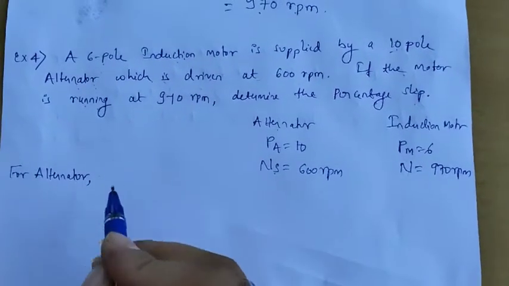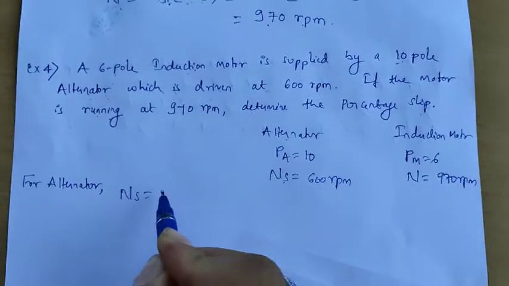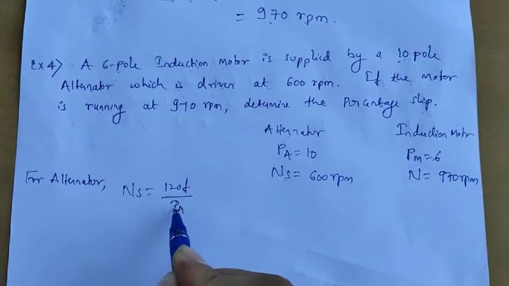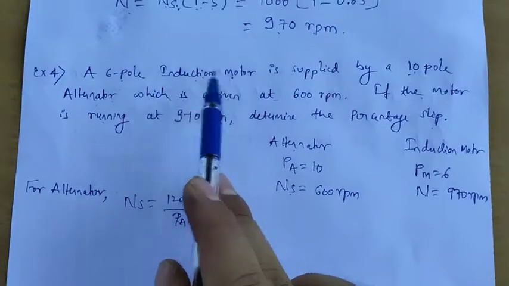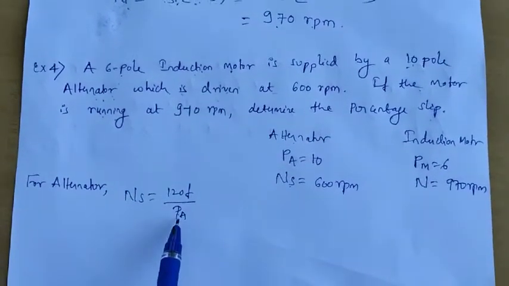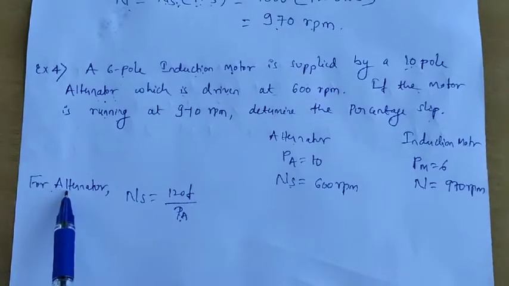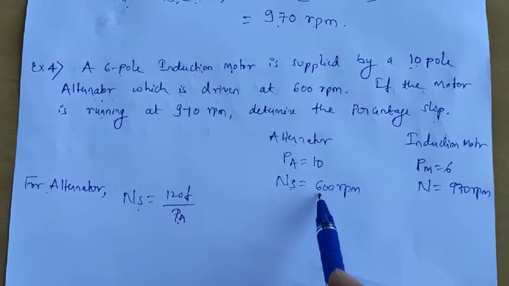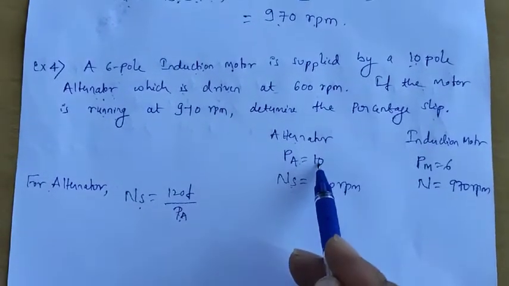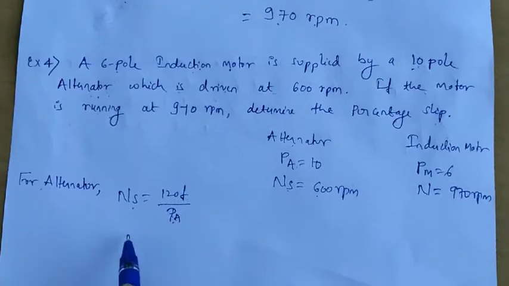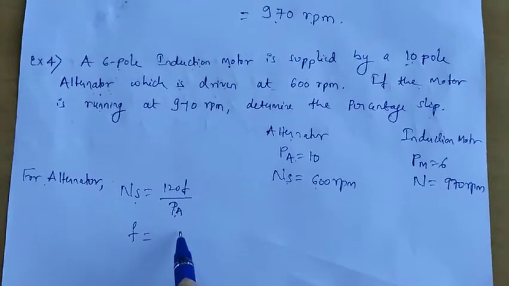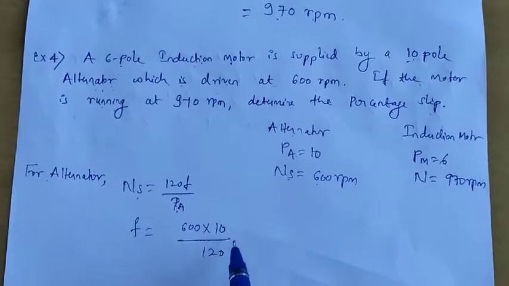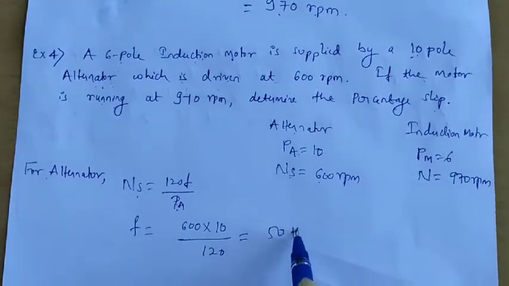for alternator, ns is equal to 120 F by P. P means the number of poles, which is there for both induction motor and alternator. That's why you should take the poles of the alternator, as we are calculating for the alternator. So ns is a known value, 600 RPM. Pa is given 10 poles. So frequency you can calculate. F is equal to ns 600 into 10 by 120. So you will get 50 Hertz.